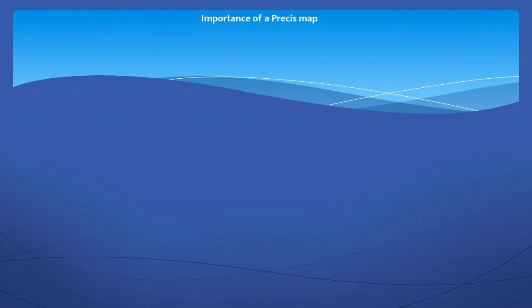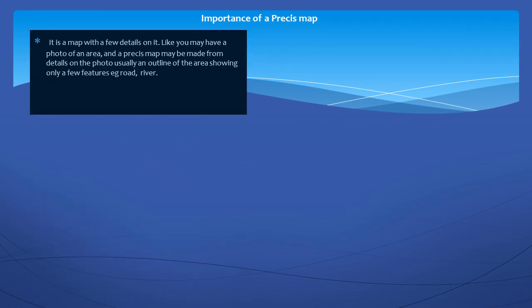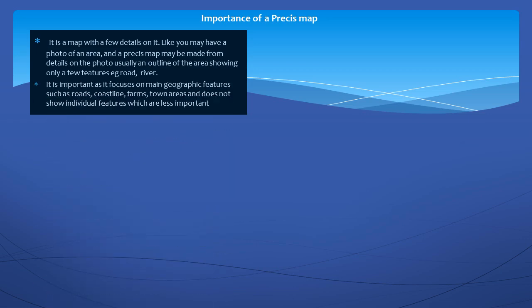Okay. What is the importance of a precise map? Or what is a precise map? A precise map has a few details on it. Right? Like you may have a photo of an area, and a precise map may be made from details on the photo, usually an outline of an area, showing only a few features, such as a road or river. And why is it important? It is important because it focuses on main geographic features, right?